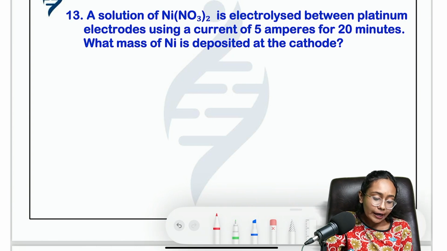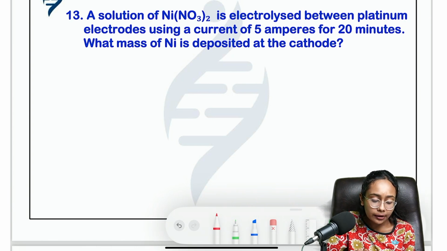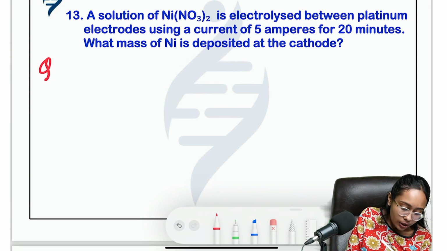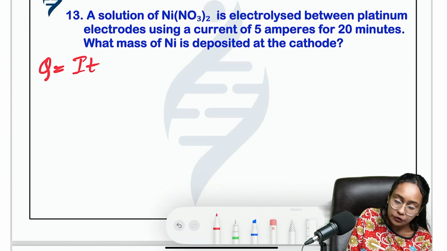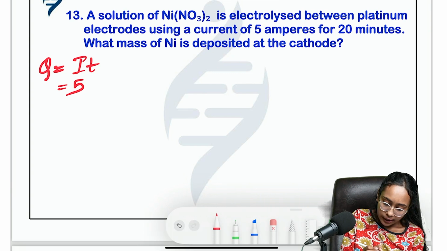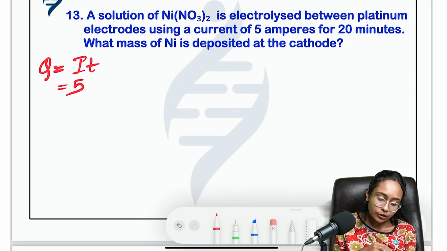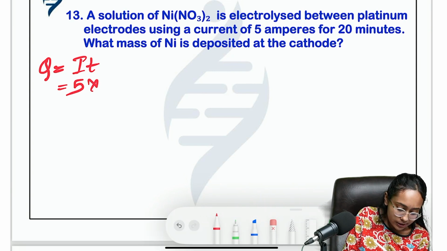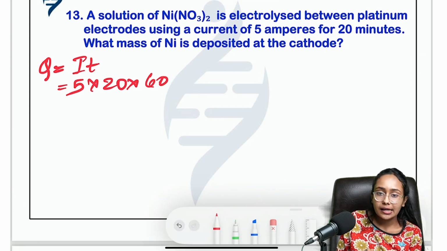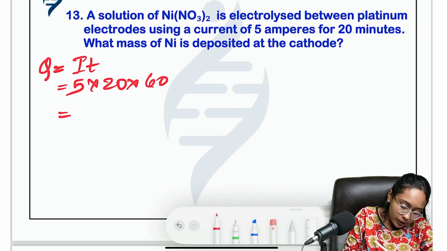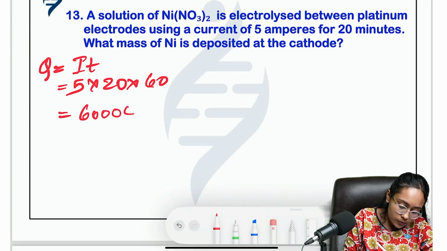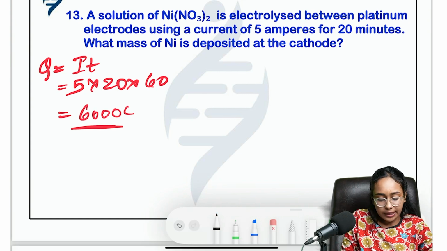A solution of Ni(NO3)2 is electrolyzed between platinum electrodes using a current of 5 amperes for 20 minutes. So here the charge Q equal to I into T, right? Current is given here as 5 ampere. And it is passing through platinum electrodes for 20 minutes. 20 minutes into 60 seconds, and that is equal to 6,000 coulombs of charge. Keep this data here.